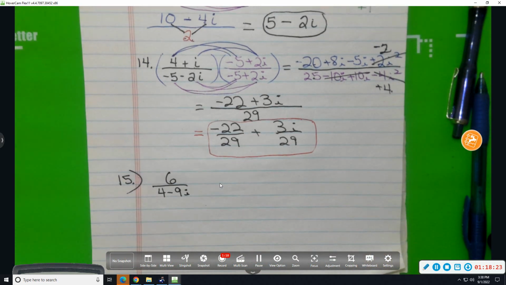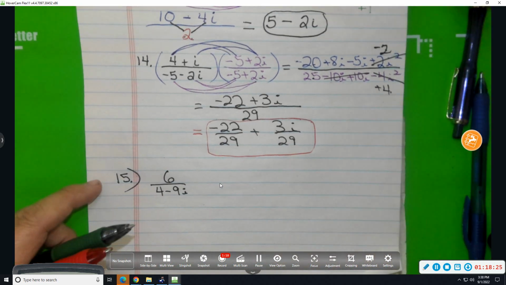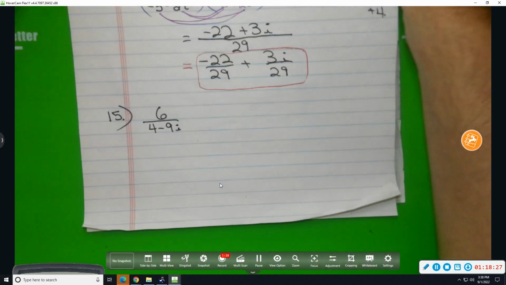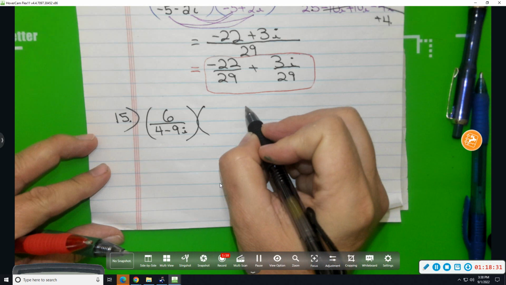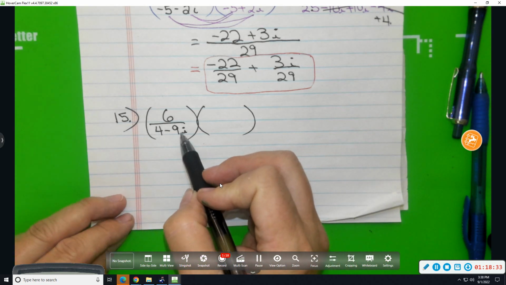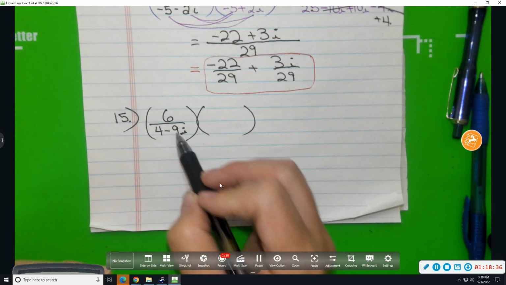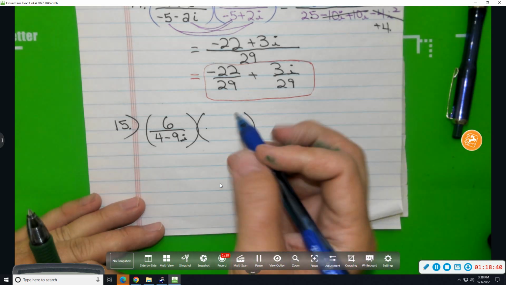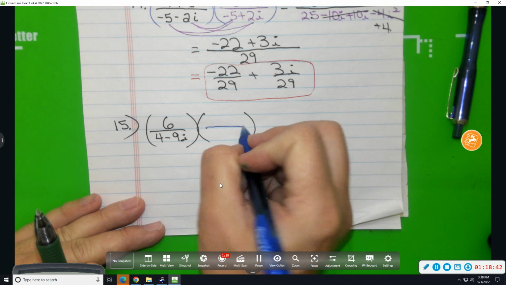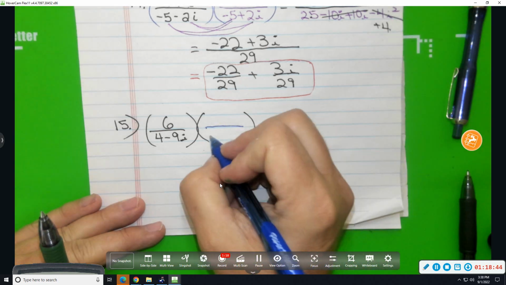Okay, so we have a real number divided by a complex number. We're going to multiply above and below. When you see that i down there in the bottom, you know you need that conjugate. What's the conjugate of that denominator? I agree, 4 plus 9i.